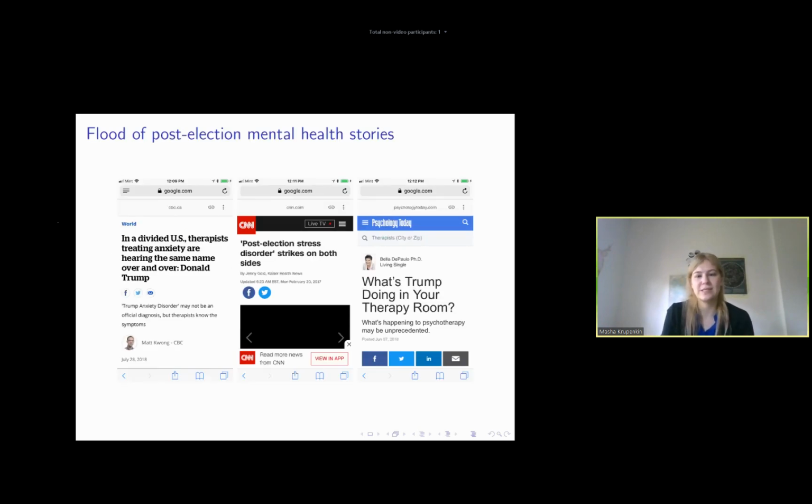So, the framing of the study: immediately after Trump was elected, there was this flood of news stories about Donald Trump and the mental health of the American population. This is literally the first three search results that I got for Trump and depression. "In the divided U.S., therapists are treating anxiety or hearing the same name over and over again." "Post-election stress disorder. What's Trump doing in your therapy room?" There's really a small mountain of these news articles that posit again and again that Donald Trump had this effect on the American population and on Democrats especially.